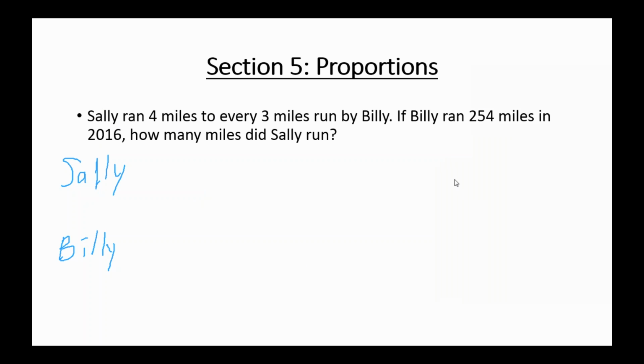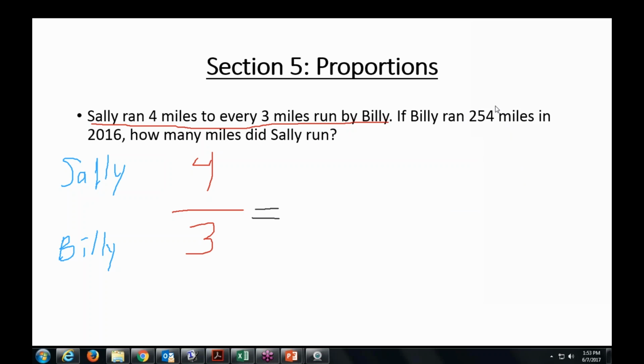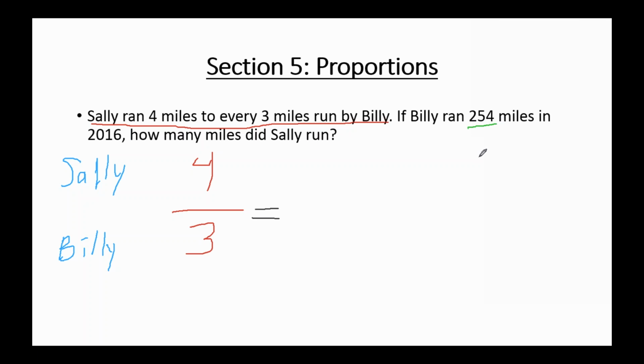So in my first statement, Sally ran 4 miles to every 3 miles run by Billy. I can write a fraction with that, right? Because Sally's on the top, 4 miles, for every 3 miles run by Billy. So that's a ratio, right? 4 to 3, Sally to Billy. Okay, well, if they stay in proportion with their running, which maybe they did, maybe they didn't, then it says Billy ran 254 miles.